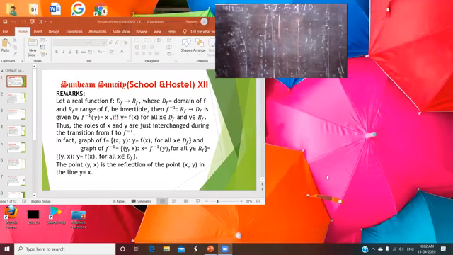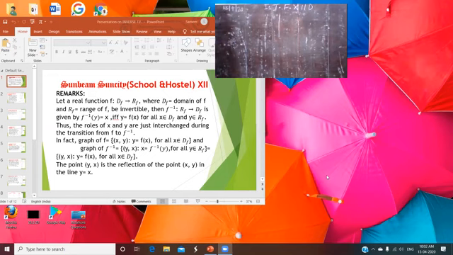So today we have to study inverse trigonometric functions. Dear students, you all know about invertible functions and the conditions under which a function is said to be invertible.